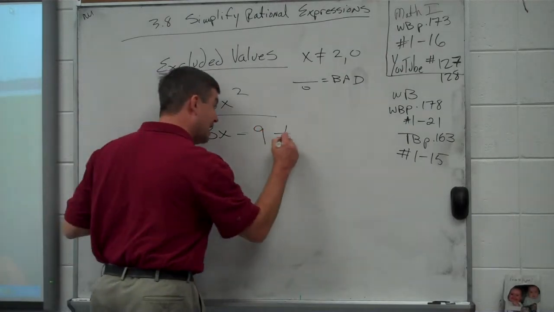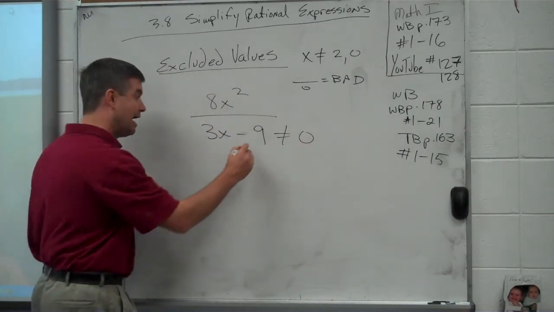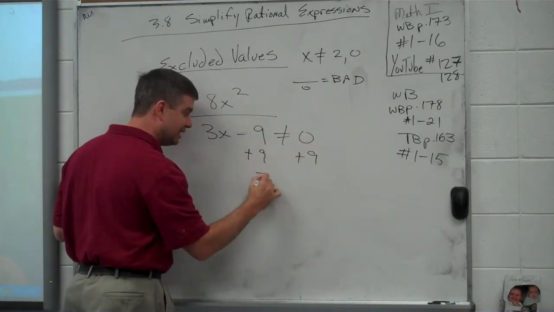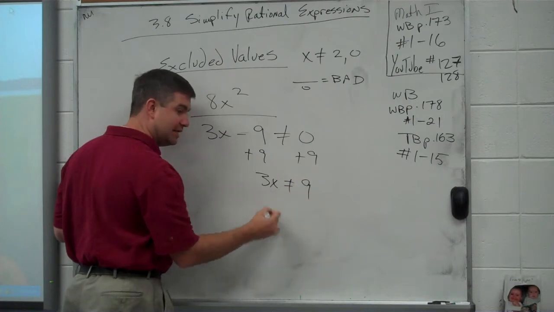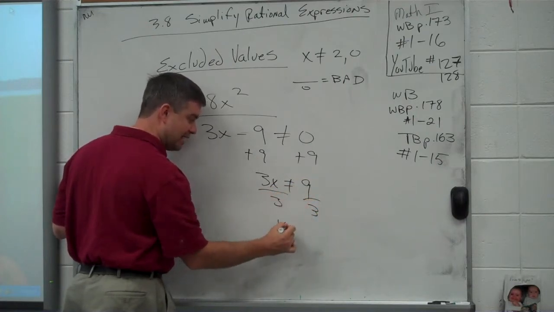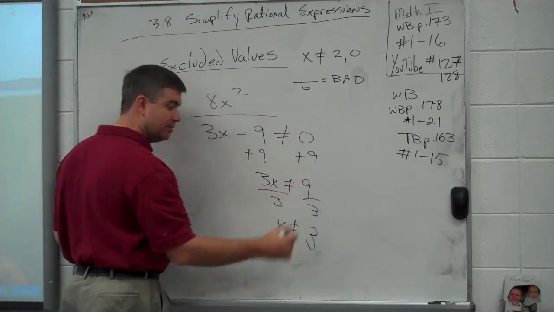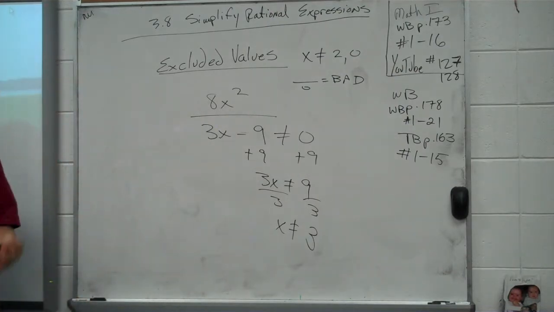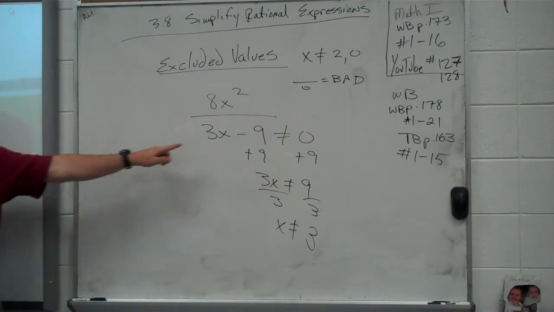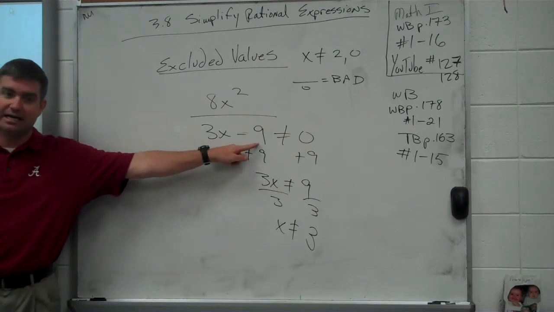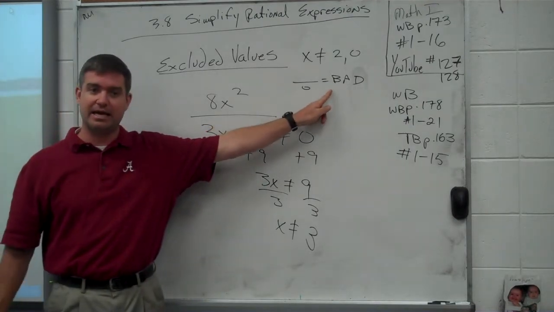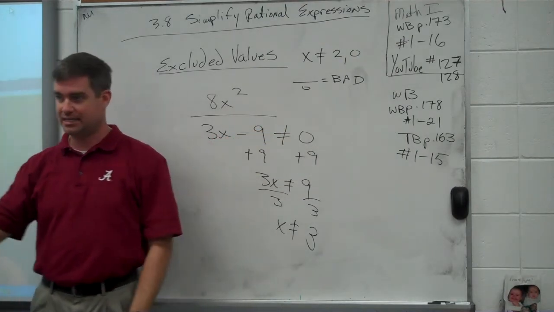So I have to set it not equal to 0. I have to add 9 to both sides. 3x does not equal 9. Then I divide both sides by 3. And what does x not equal? Positive 3. That's my only excluded value. Can I check that? What's 3 times 3? 9. What's 9 minus 9? 0. And 0 in the denominator is? Bad.